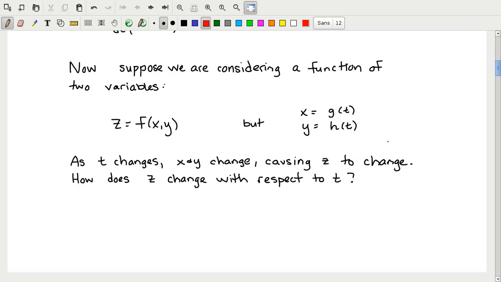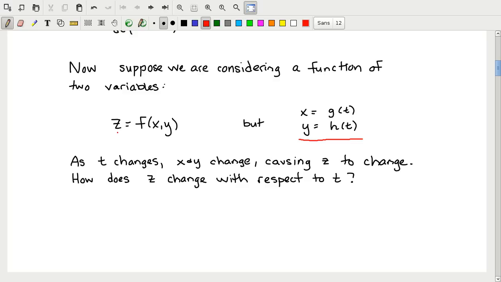Okay, so now the idea is to go to higher dimensions. So suppose we have some function of two variables. Suppose we have a variable z, which depends on the variables x and y via the function f. But x and y themselves are both functions of t. We could call those functions g of t and h of t. So now, as t changes, x and y both change under these expressions here. And as x and y change, they cause z to change. And so the question is then, how does z change with respect to t?